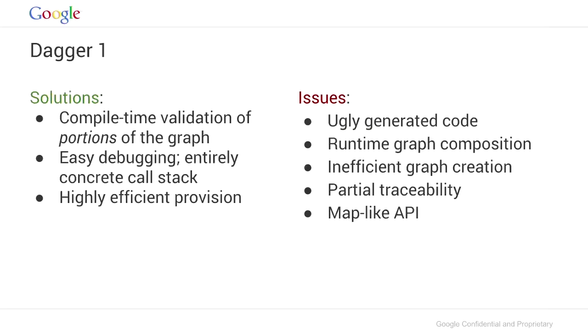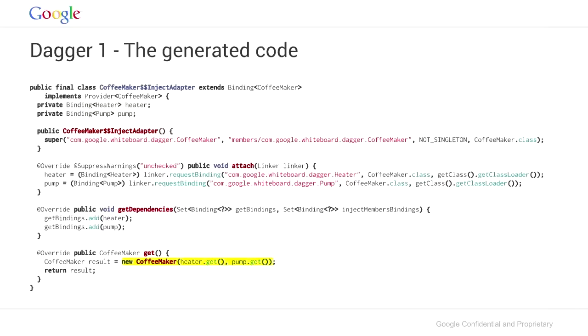So what did Dagger 1 do for us? Well, we get compile time validation of big portions of the graph. We saw that you get errors pretty quickly. Easy debugging. We can have an entirely concrete call stack. And highly efficient provision. I think I probably should make that a little clearer.